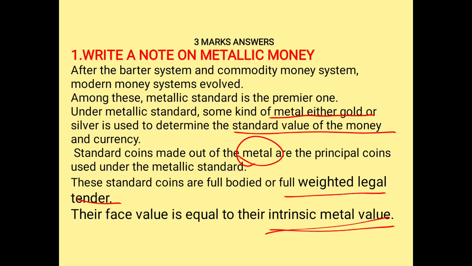Look at the first question, write a note on metallic money. All of us know very well, after the barter system we had the metallic money, and these metallic monies were measured in terms either of gold or of silver, and every currency is made out of metal. And each one has its own legal tender weight.